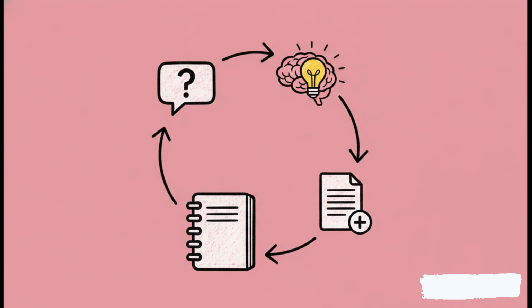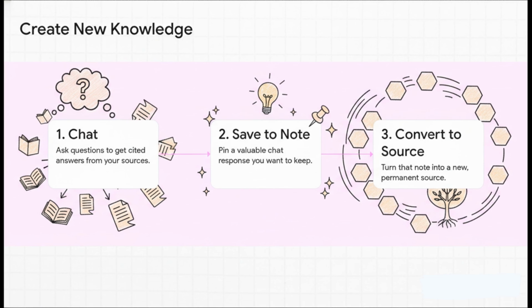Let me show you how this works. It's a simple 3-step loop. First, you chat with it. You ask it a complex question, and it gives you this brilliant synthesized answer based only on your trusted sources. Step 2, if you love that answer, you save it to a note. Easy. But here's step 3, and this is the magic part. You then convert that note into a brand new source. Think about that. You've just used AI to help you create a new foundational piece of knowledge inside your own system. It's an amazing feedback loop.